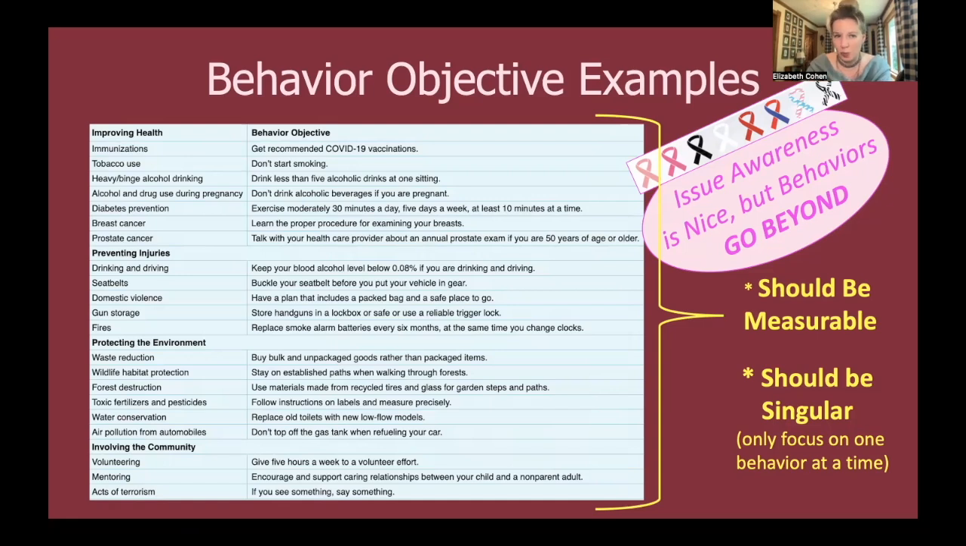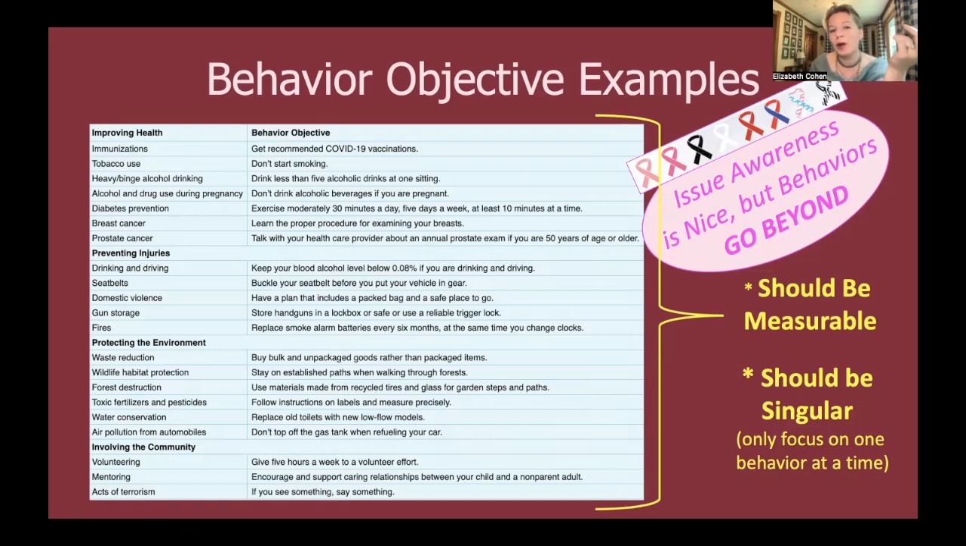One thing I also want to point out though, this is a common pitfall, and I think it's just because we see it everywhere. A lot of times when I get students' examples of behavior objectives they might want to focus on, they're really not looking at behaviors. They'll say things like, well, I want to make people more aware that texting and driving is a problem. Awareness is lovely. It is lovely. But think about it like this.